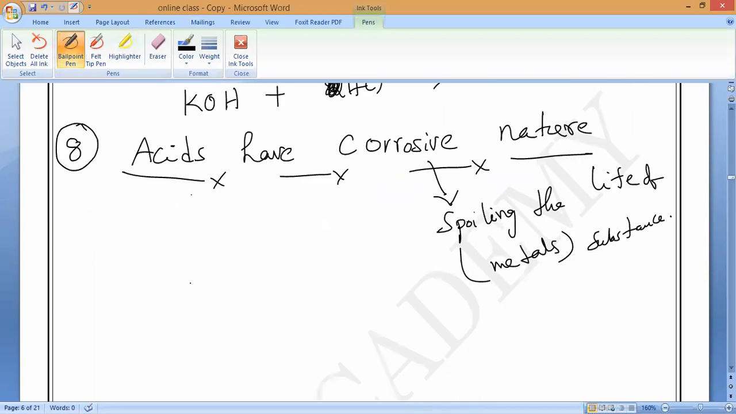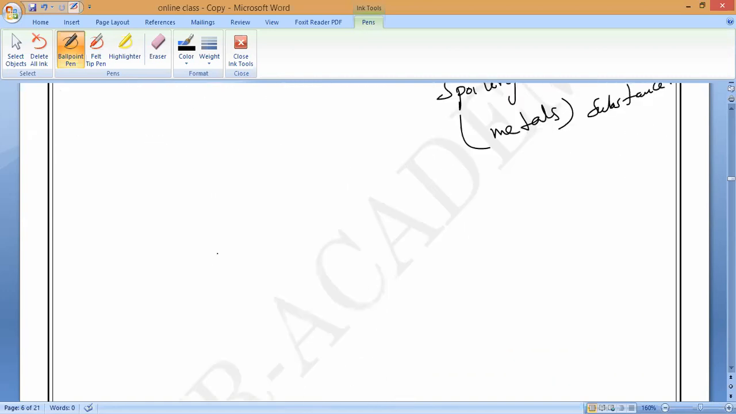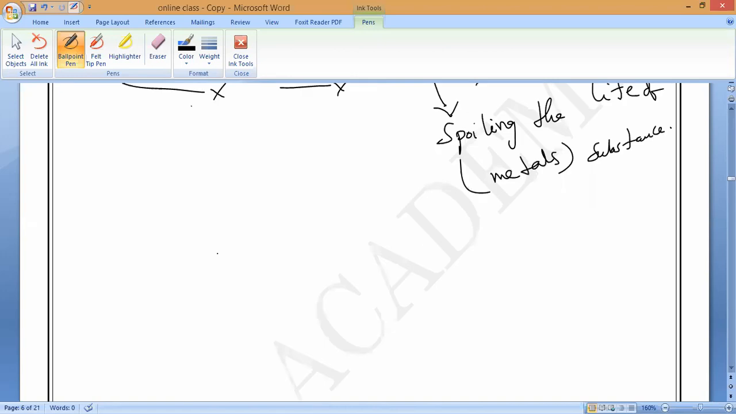For example, if acid falls on our skin, it will burn. If it falls on wood, the wood will also burn. Everywhere, like in stoneworks, you can see the acid's corrosive nature. Old statues, like in Egypt, are almost damaged because of this.